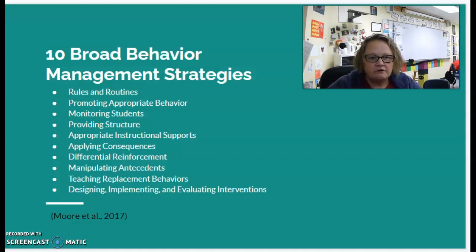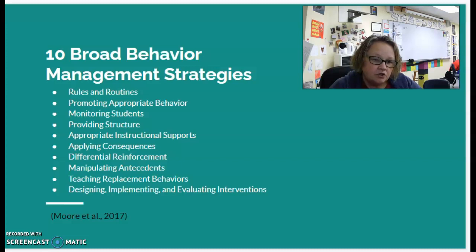And this is just a broad overview taken from an article by Moores et al., and he wrote it in 2017. But the 10 broad behavior management strategies that you can use in a classroom are having established rules and routines, promoting appropriate behavior, monitoring students, providing structure, appropriate instructional supports, applying consequences, differential reinforcement, manipulating antecedents, teaching replacement behaviors, and designing, implementing, and evaluating interventions.